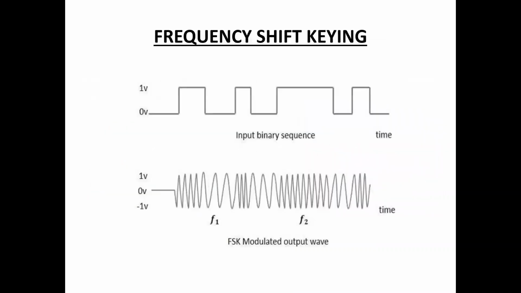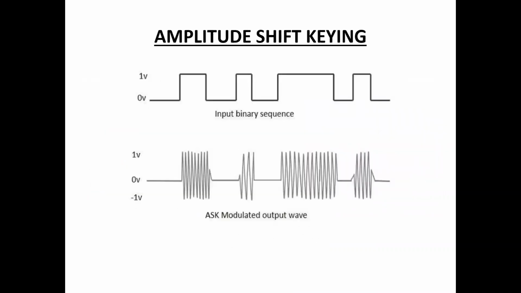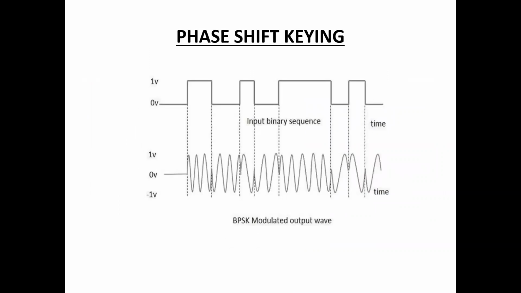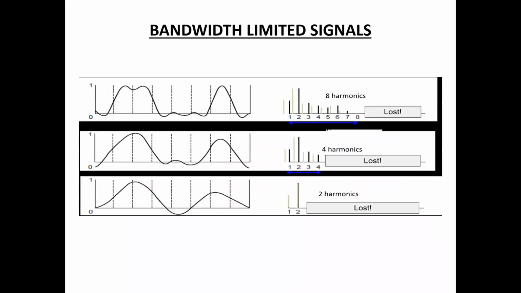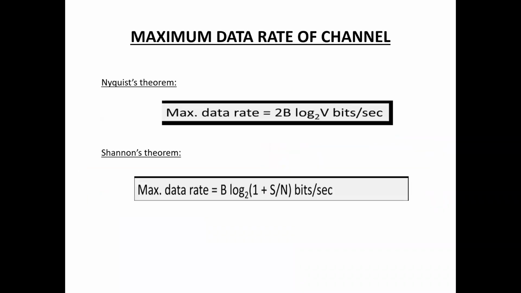So this is about the digital modulation techniques and Fourier analysis. Fourier analysis means the sum of sines and cosines. And the maximum data rate of a channel: we find the maximum data rate of a channel by using two theorems, Nyquist theorem and Shannon theorem.